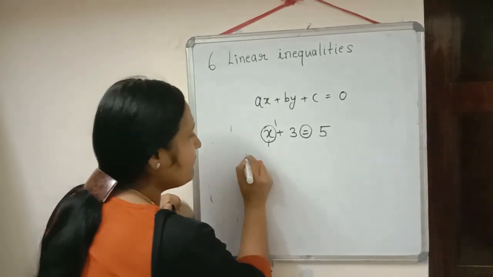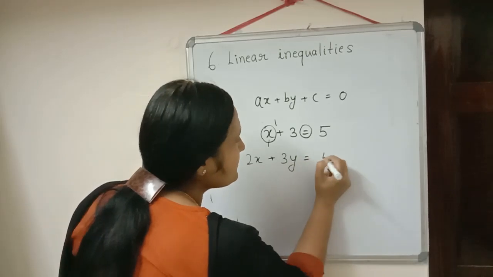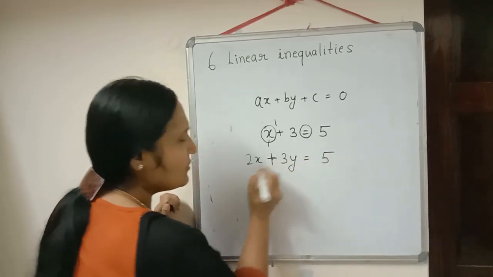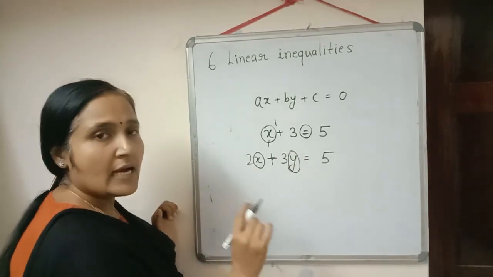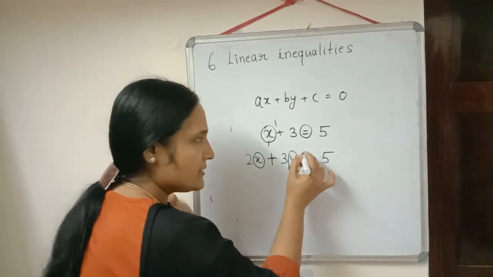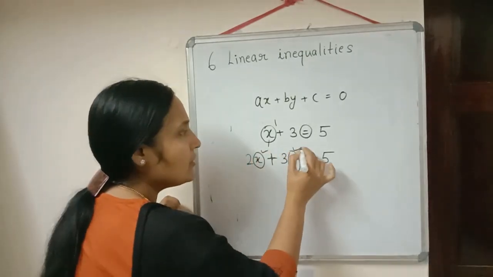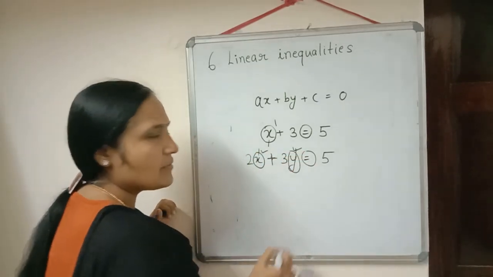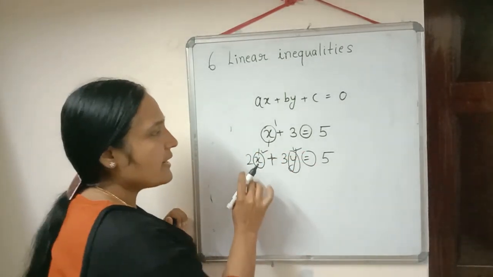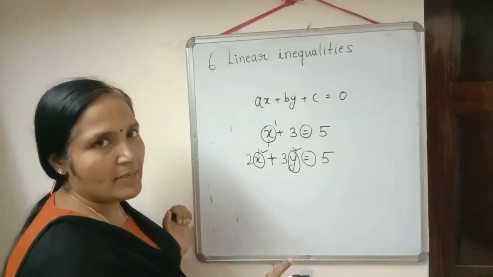In the same way, we studied the linear equation in two variables also. Here also you can check. We have two alphabets here. That's why it is a linear equation, because it is related by an equal to sign and we have two alphabets here, and the power of each alphabet is equal to 1. So that's why it is called a linear equation in two variables.